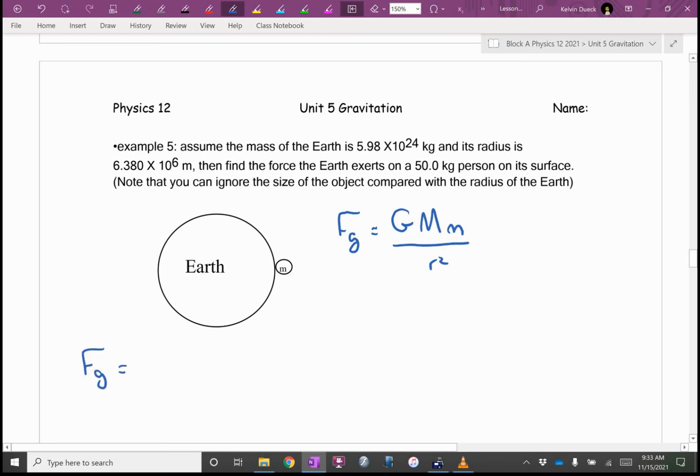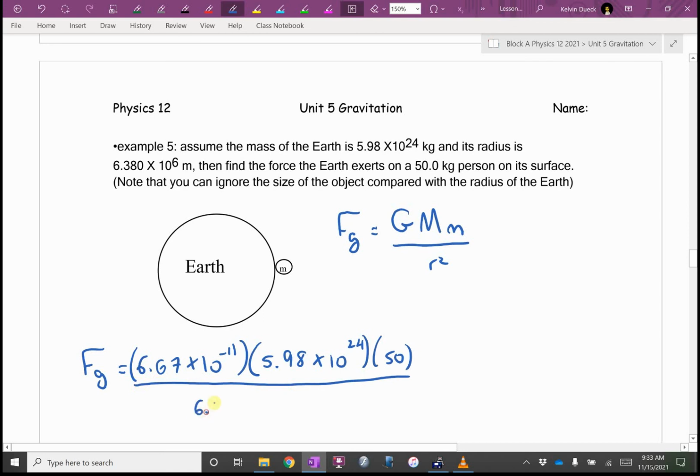Hannah, what was big G again? 6 point something times 10 to the negative 11, yes? Mass of the Earth, 5.98 times 10 to the 24th. Mass of the person divided by 6.38 times 10 to the 6th. Don't forget the squared. All of you want to practice typing that in. That's the level of typing you're going to have to get in your sleep comfortable with. Oh, wait a minute. I can do this in my head. Correct. Squared. Those will cancel.